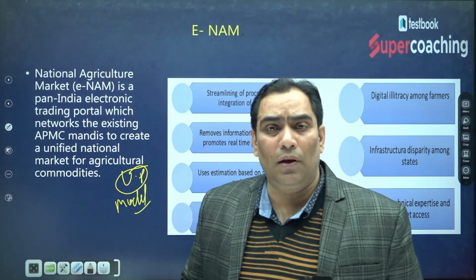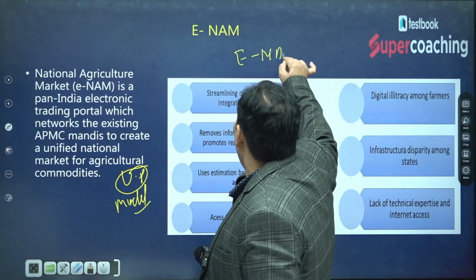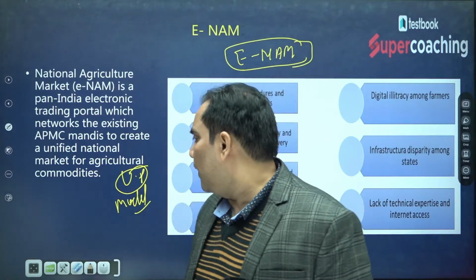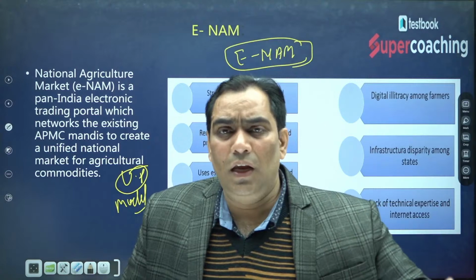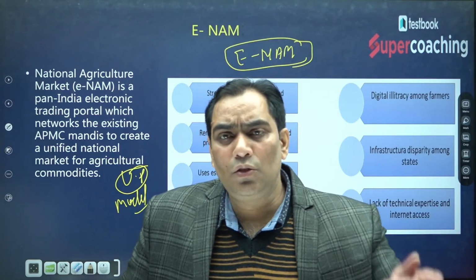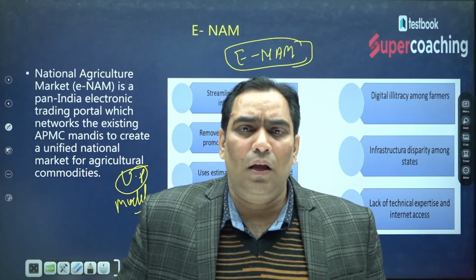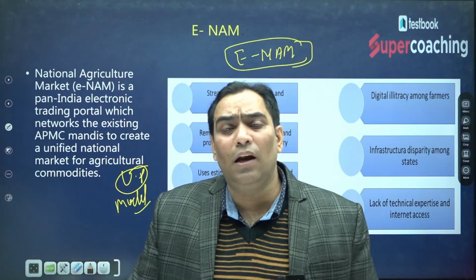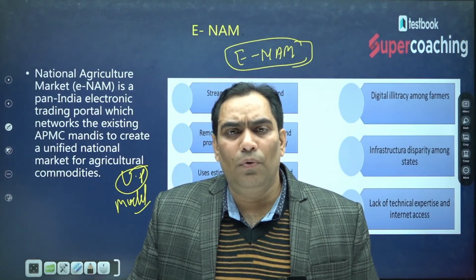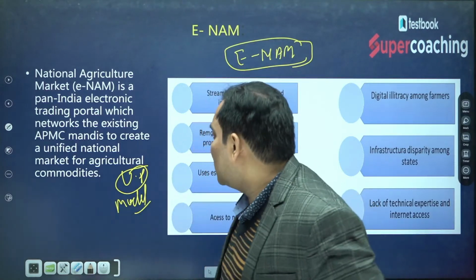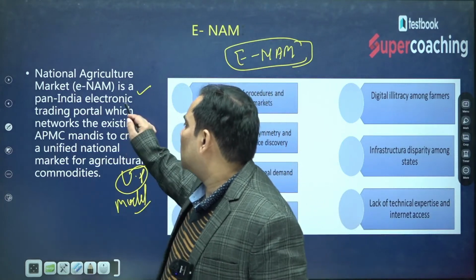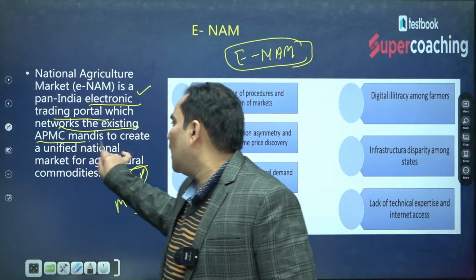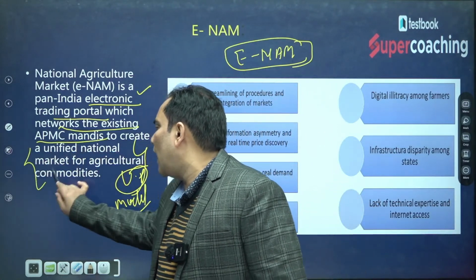But now it will be possible. Now through e-NAM it will be possible. Why? Because e-NAM, the Electronic National Agriculture Market, is going to integrate all the Anaj mandis within the territory of India electronically. So they are going to provide a national platform for farmers for selling their agriculture produce. That is the meaning of e-NAM. e-NAM is a Pan India electronic trading portal which networks existing APMCs to create a unified national market for agriculture commodities.